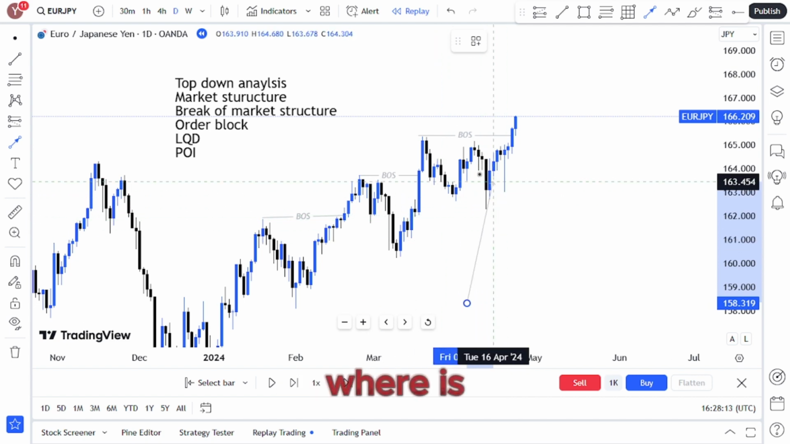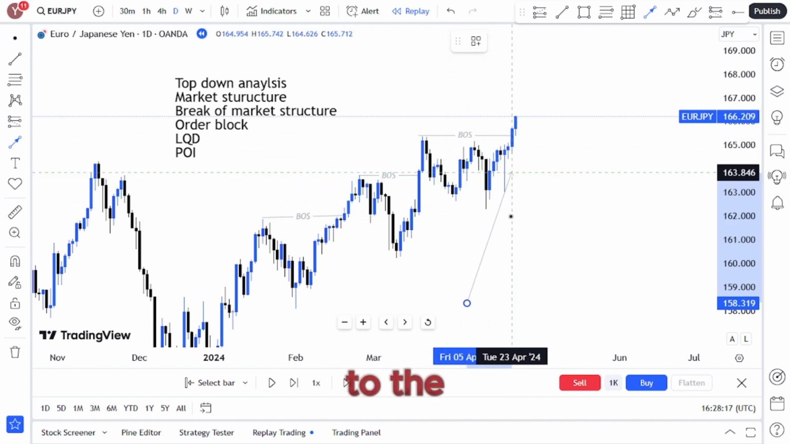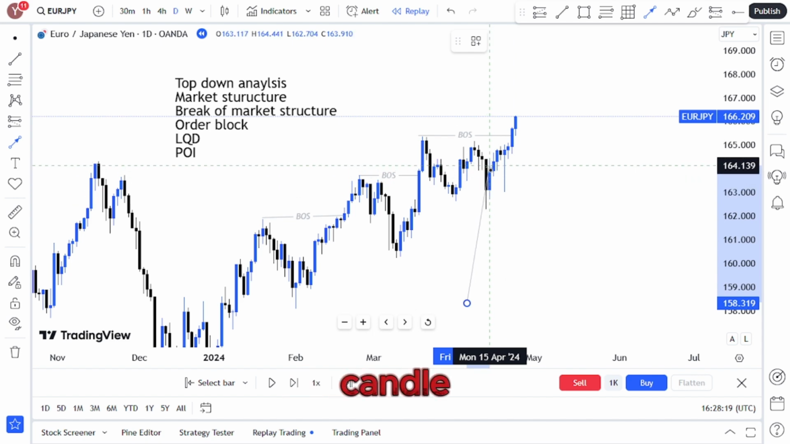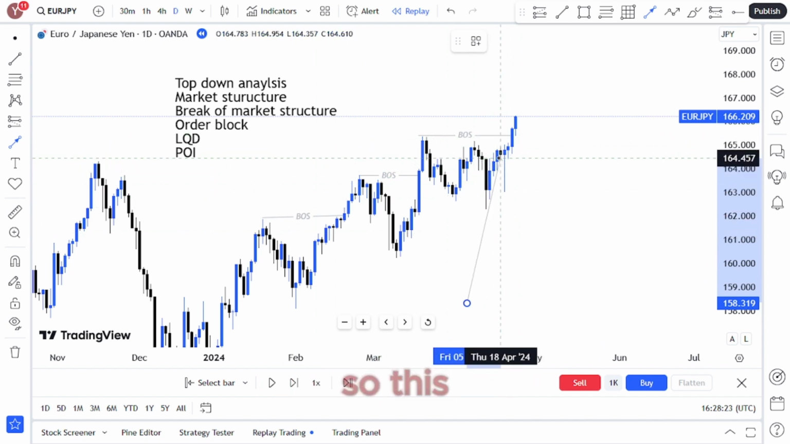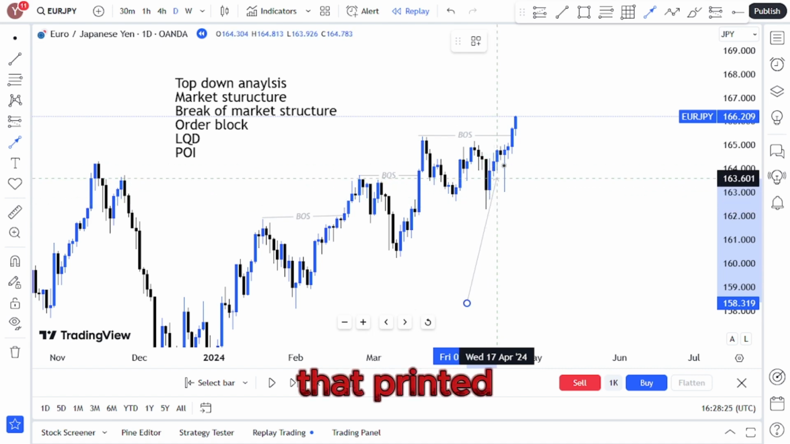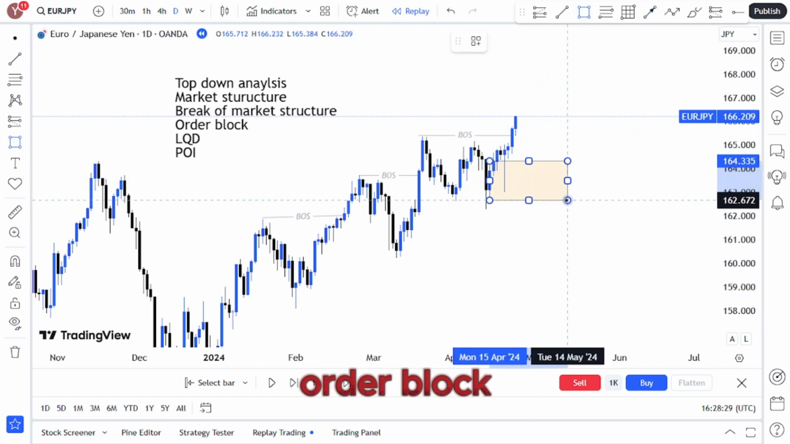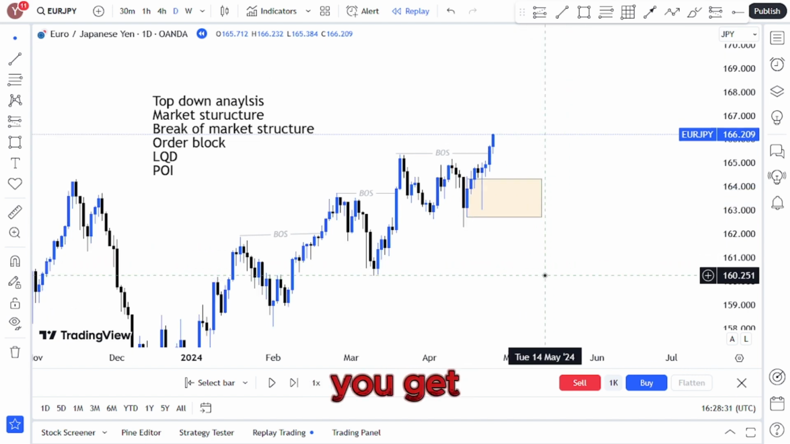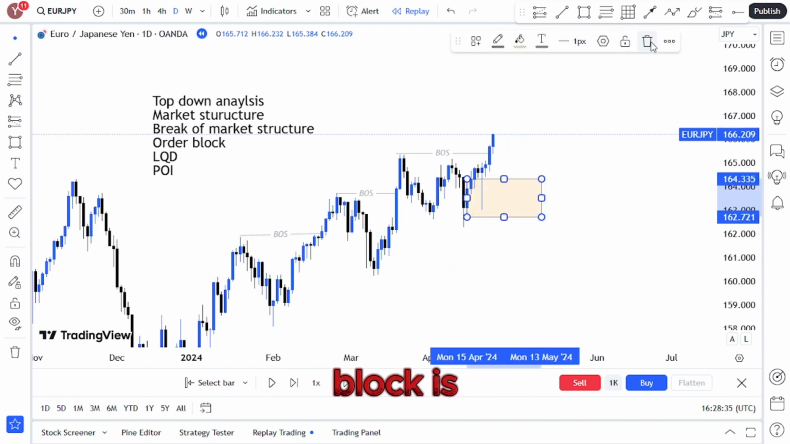Now where is the last candle right here that printed before price starts moving to the upside? Obviously it is this candle, this one. Remember we're on the daily time frame, that is why it's bigger like this. So this is the last candle that printed before price starts moving to the upside. So this happens to be your order block. I don't know if you understand what an order block is right now.